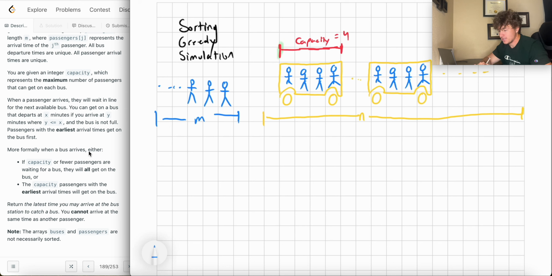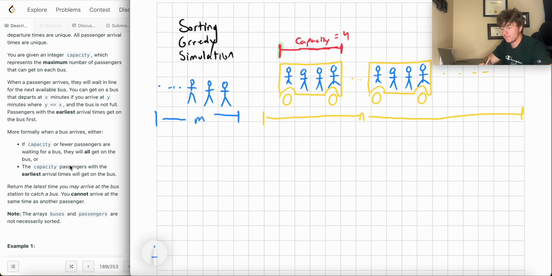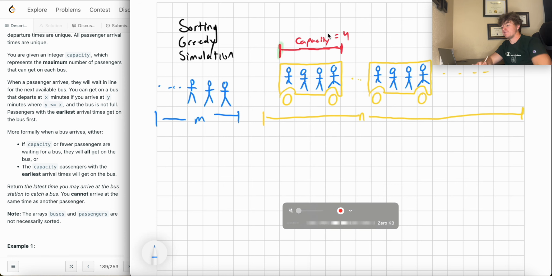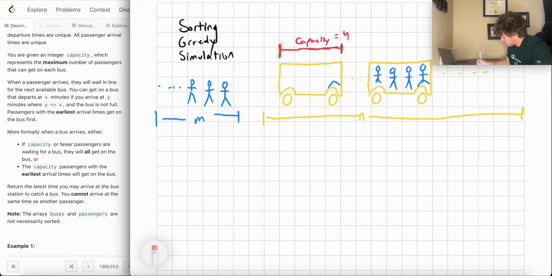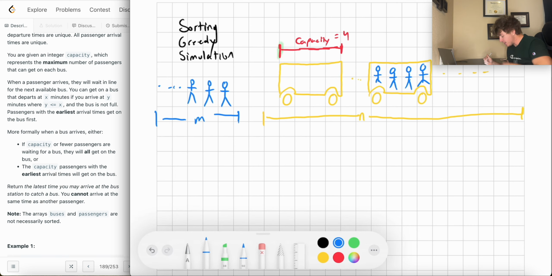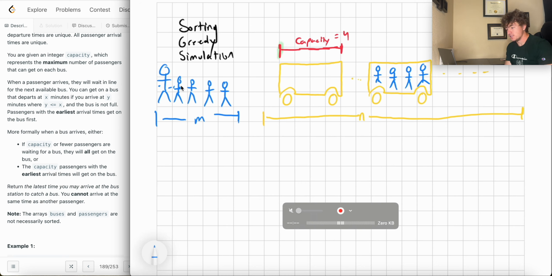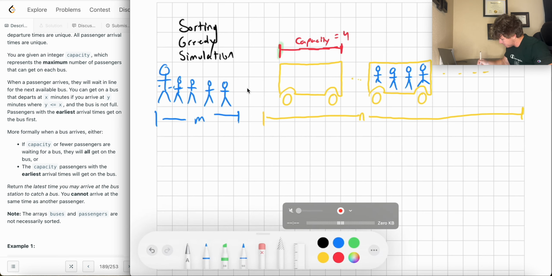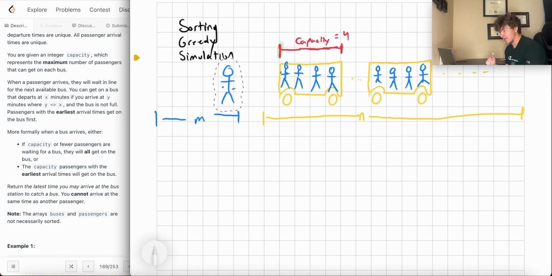More formally, when a bus arrives, if there's capacity or few passengers waiting for the bus, they will all get on the bus, or the capacity passengers with the earliest arrival times will get on the bus, right? So if we're in this scenario here, let's imagine that the capacity was 4, and there's these 3 people waiting in line already, and then there's a 4th person, and then this really tall guy, right? This tall guy's not going to be able to get on the bus because these 4 first will get on the bus, right? All this is very intuitive, right? These 4 will get on the bus, and now this tall guy will be the first one waiting in line, all right?